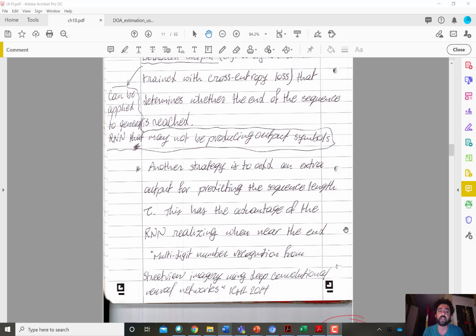It also has a statistical advantage in the sense that it really mimics the maximum likelihood principle of predicting the joint probability of the output sequence as well as the sequence length. So it's as if you have the probability of tau and then the probability of the output sequence conditioned on tau. Sounds good?